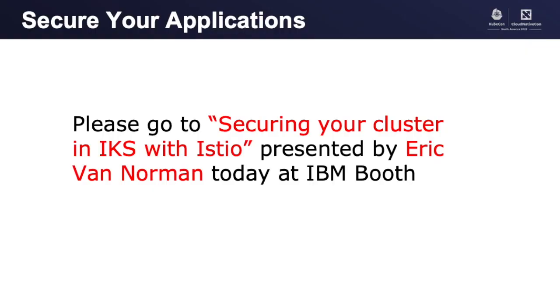Now you probably noticed that during this demonstration, we have only used HTTP, not HTTPS. This was done on purpose to reduce the number of steps involved during the configuration. In almost every production deployment, you would need to secure your application using TLS. To learn more about that, please head over to Eric's presentation on securing your cluster in IKS with Istio.